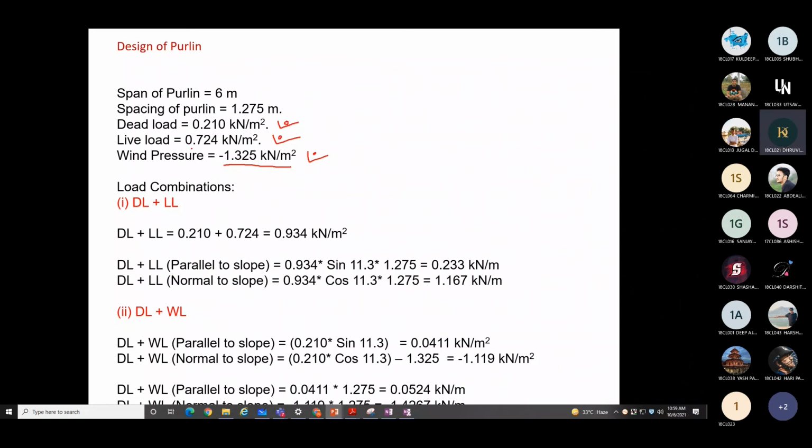Okay, now the very first requirement is to do the load combination, because you have dead load, live load and wind pressure all together. So we basically require two load combinations: one is dead load plus live load, and the second is dead load plus wind load. Dead load plus live load is 0.210 plus 0.724, in kilonewton per meter square.